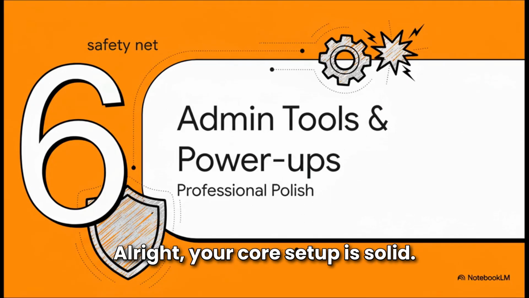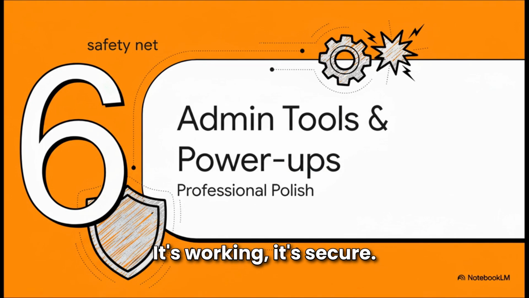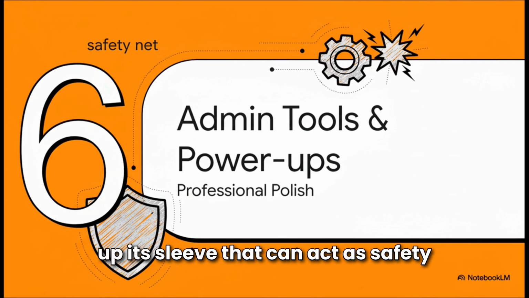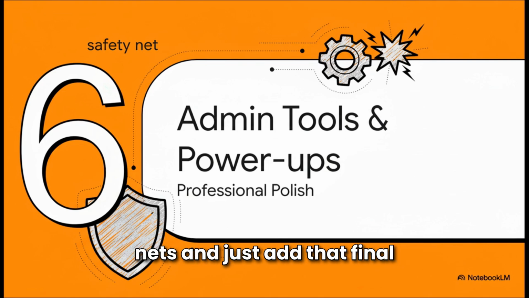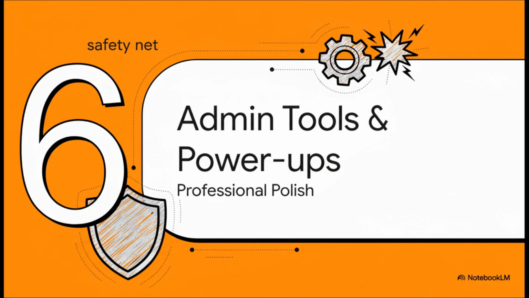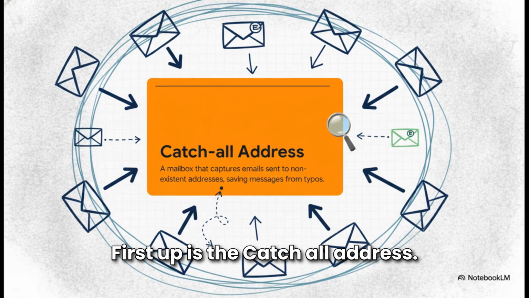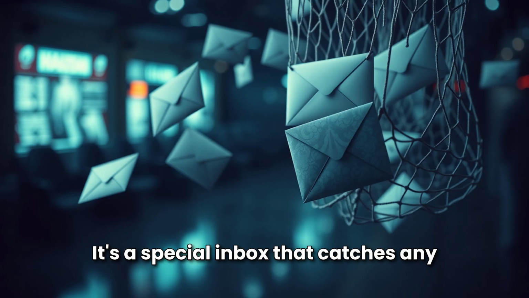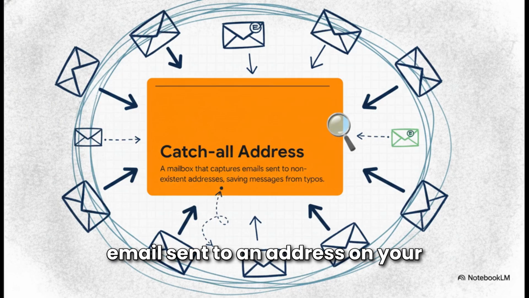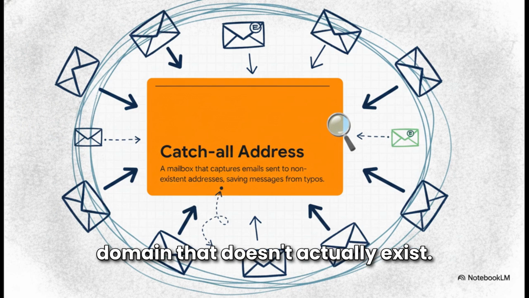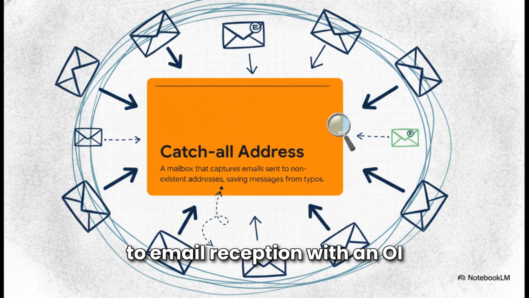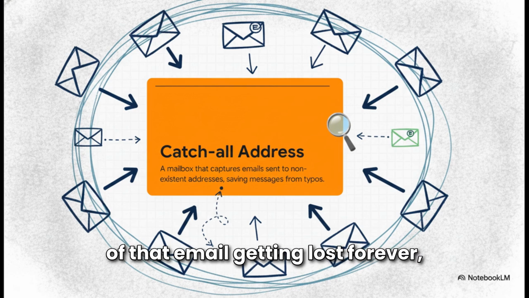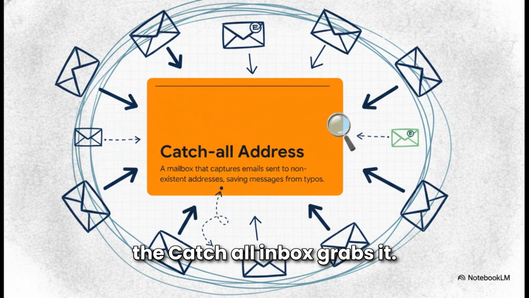All right, your core setup is solid. It's working, it's secure, but Zoho has a few more tricks up its sleeve that can act as safety nets and just add that final layer of professional polish. First up is the catch-all address. And trust me, this is an absolute lifesaver. It's a special inbox that catches any email sent to an address on your domain that doesn't actually exist. So, when a client tries to email reception with an typo instead of reception, instead of that email getting lost forever, the catch-all inbox grabs it.